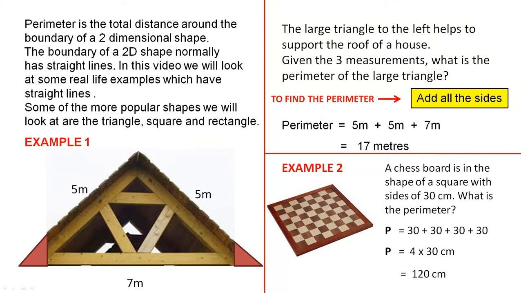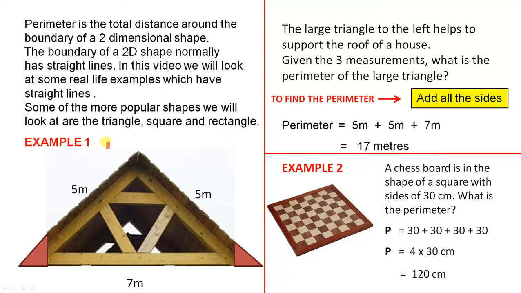Now there are, as we know, many 2D shapes which have curved lines, but just as an introduction to perimeter, we will just look at straight lines. Some of the more popular shapes we will look at are the triangle, the square, and the rectangle.